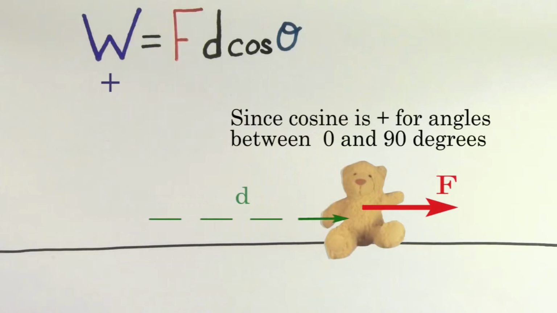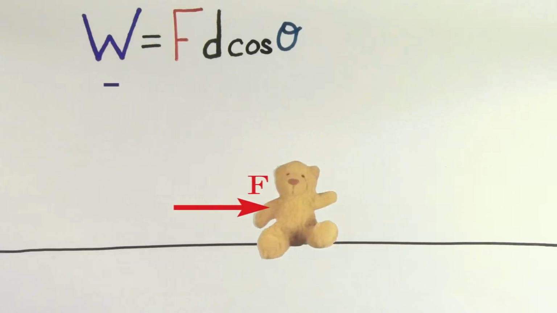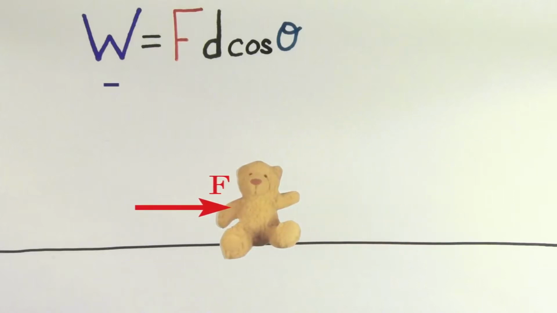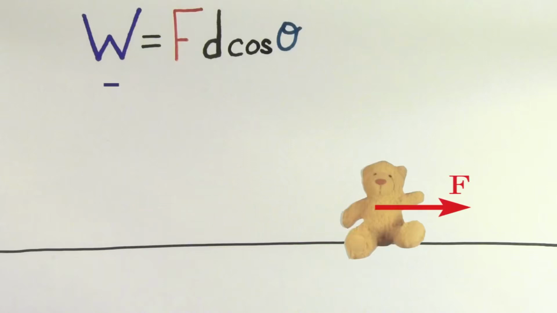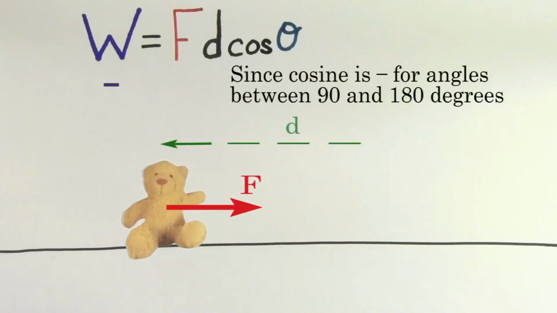And if the value of the work done comes out to be negative, it means that that force is trying to take away energy from the object. The work done by a force will be negative if that force or a component of that force points in the opposite direction as the displacement.